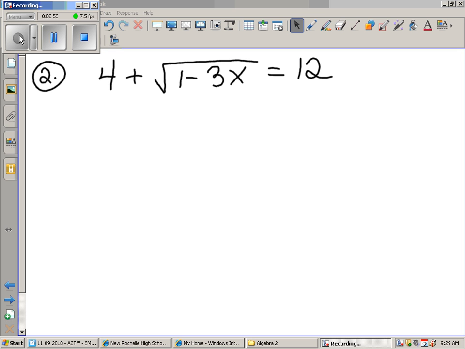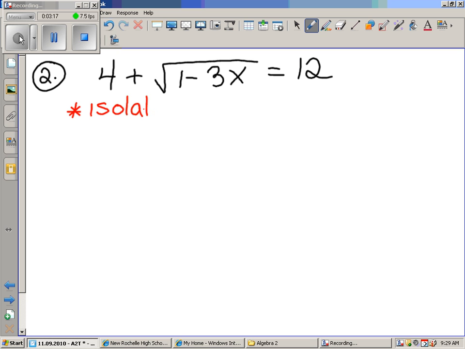Okay, problem number 2. Problem number 2 is a little different than problem number 1, only in that there's this little extra 4 being added onto the radical. So here's what you have to do. Every single time this takes place, step 1 is isolate the radical. Make it look like the first question that we did.